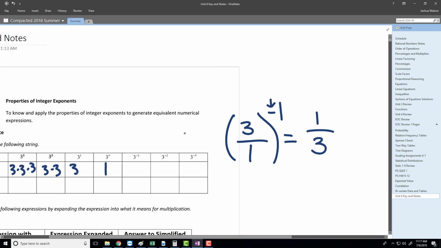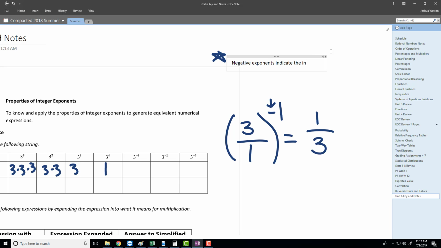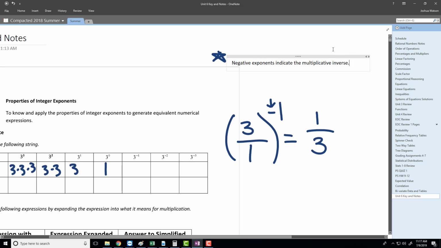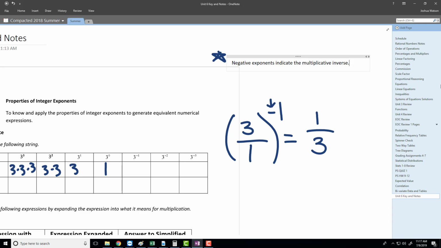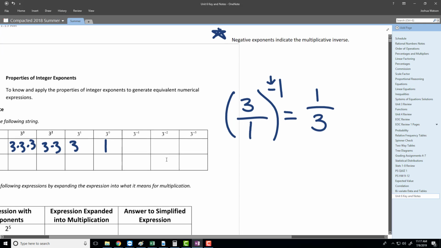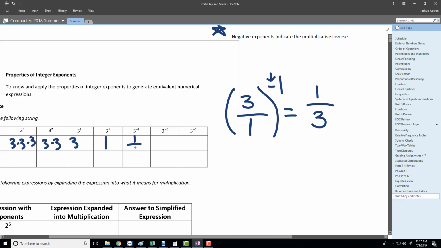Once again, to summarize, this is where you're taking notes if you're taking notes right now. Negative exponents indicate the multiplicative inverse. Alright, so let's do 3 to the negative 1 is 1 over 3.